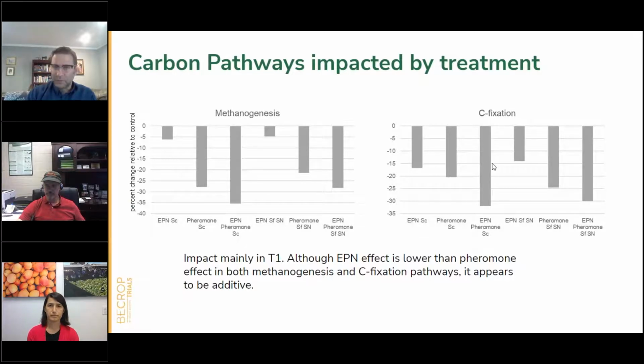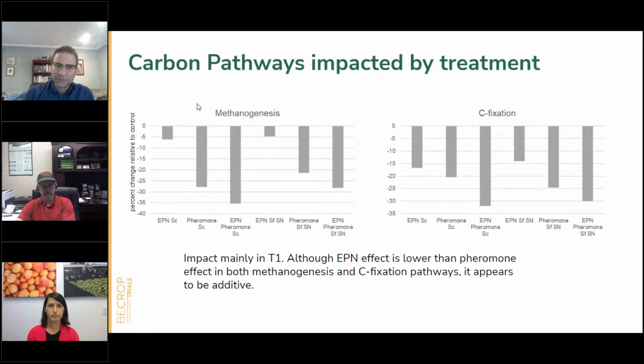And we see the same thing with carbon fixation, where we see that additive effect of the pheromone and the entomopathogenic nematode actually working off of each other. So they're building a bigger response in the microbial community. This is one of the things that we saw as far as impacting just the general carbon of the system and how things are going.